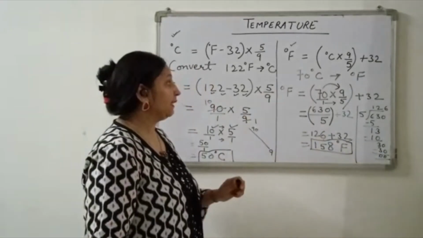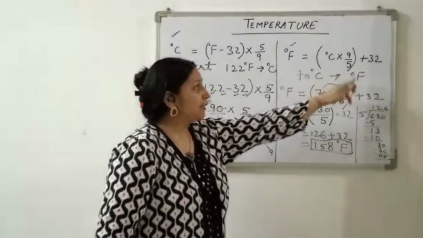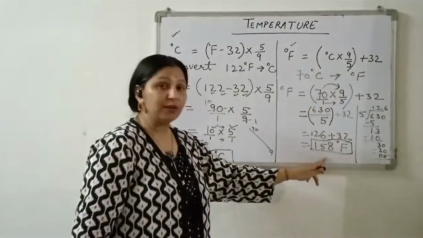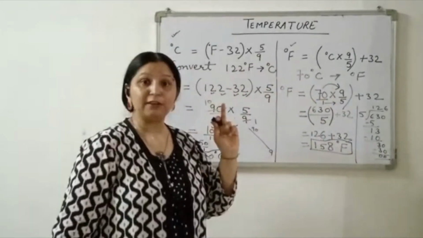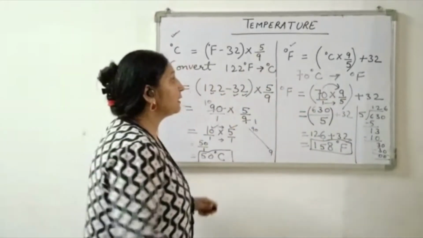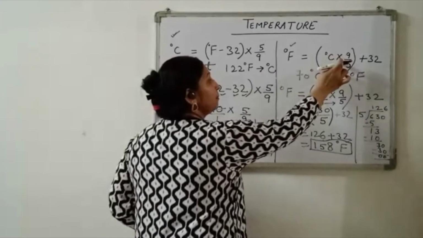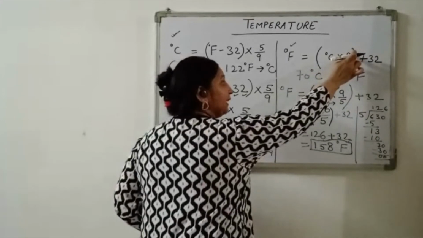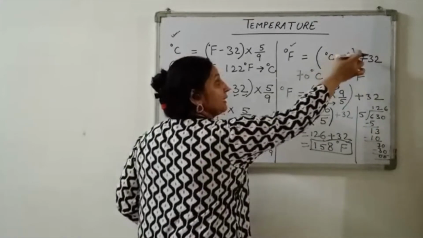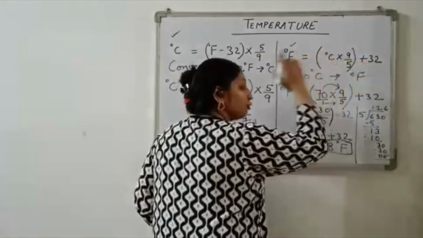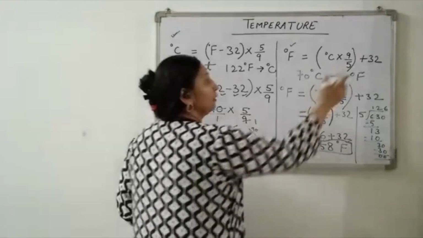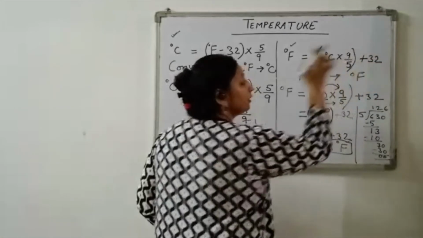So you can see that when we have converted into Fahrenheit, the value was even more than the double of centigrade or Celsius value. This is the reason why we have here multiplied with a greater number, that is 9, not 5. So it has become 9 by 5. And to increase the value, we have added to it 32.